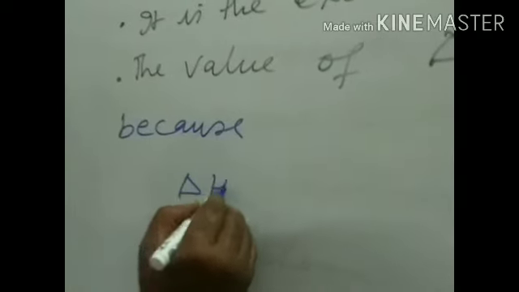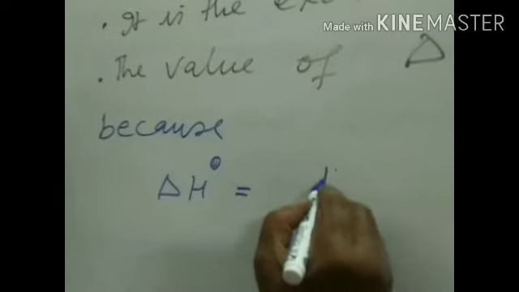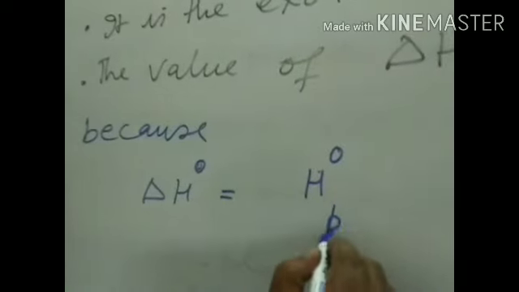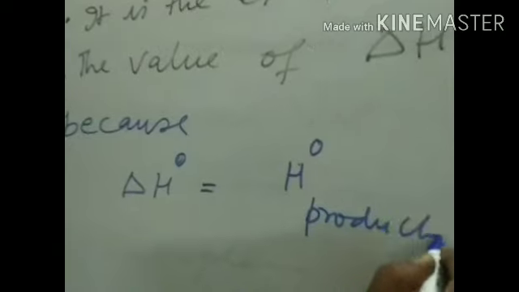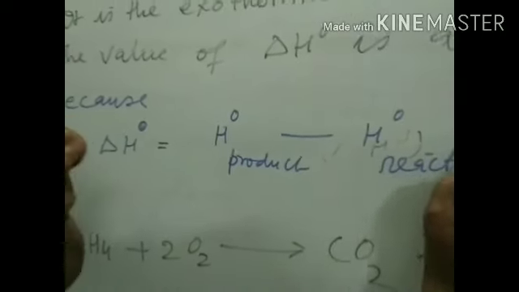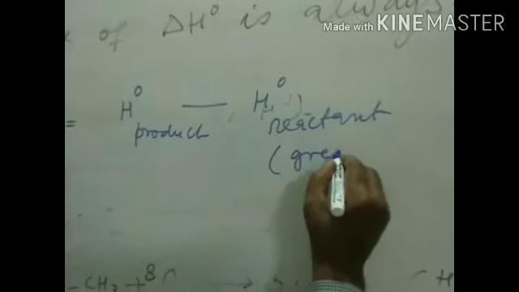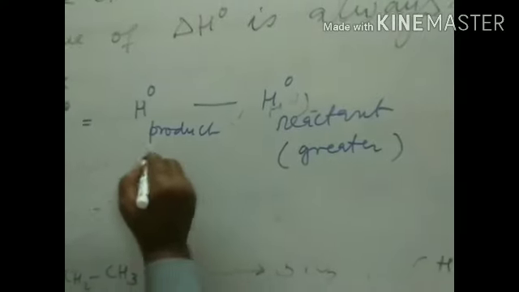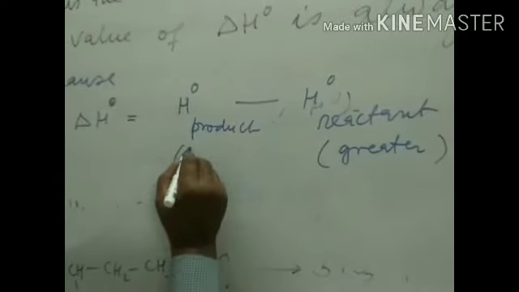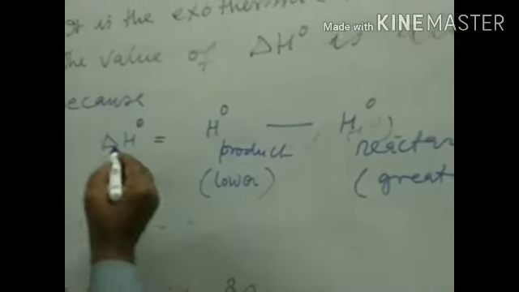It is always negative because the heat content change, the enthalpy change, is equal to heat content of product minus heat content of reactant. Heat content of reactant is always greater than the heat content of the product, which is lower. That is why the value of delta H is always negative.